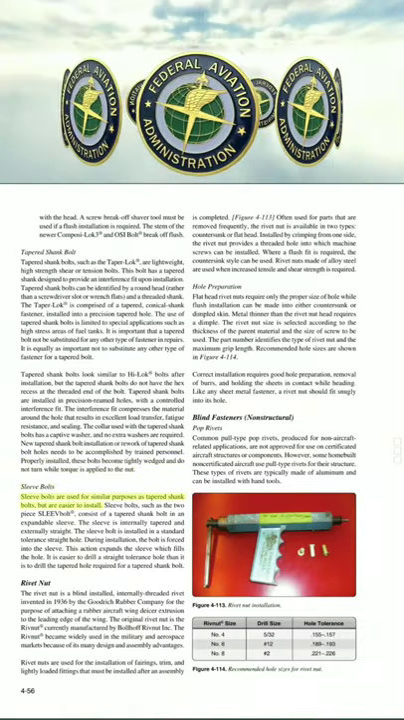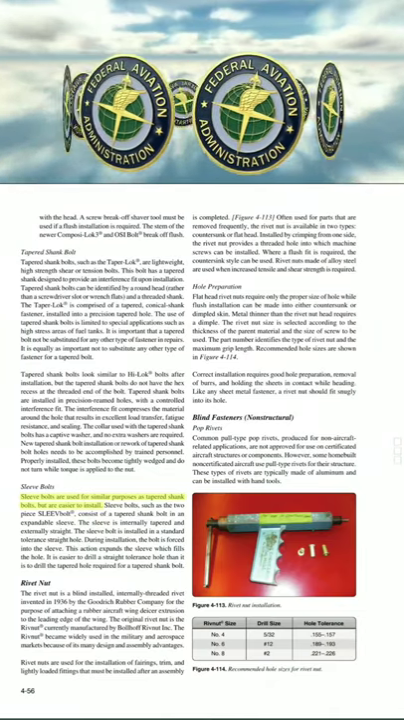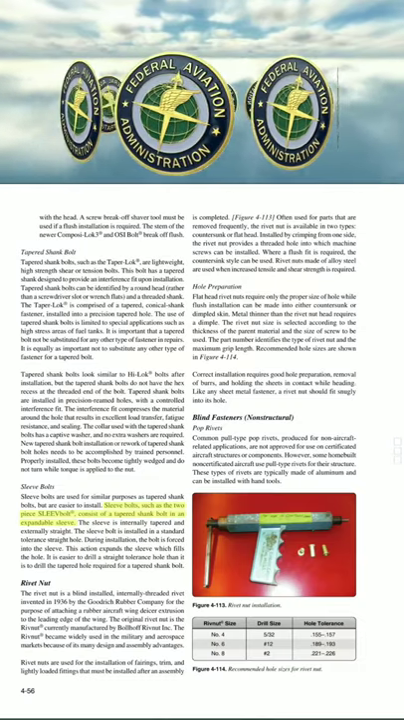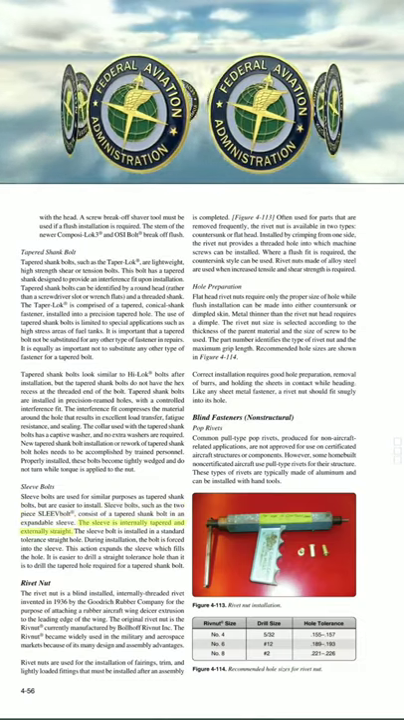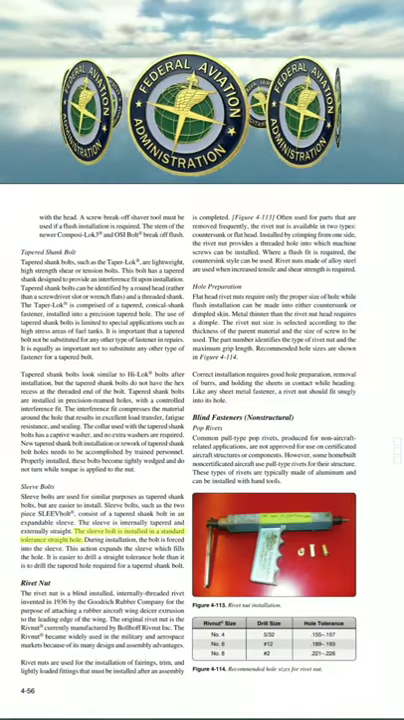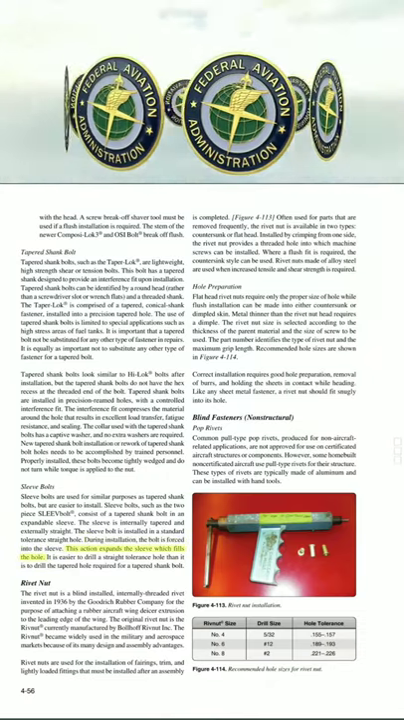Sleeve bolts. Sleeve bolts are used for similar purposes as tapered shank bolts, but are easier to install. Sleeve bolts, such as the two-piece Sleeve bolt registered, consist of a tapered shank bolt and an expandable sleeve. The sleeve is internally tapered and externally straight. The sleeve bolt is installed in a standard tolerance straight hole. During installation, the bolt is forced into the sleeve. This action expands the sleeve, which fills the hole.